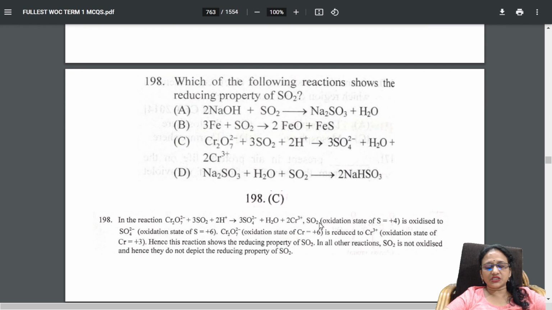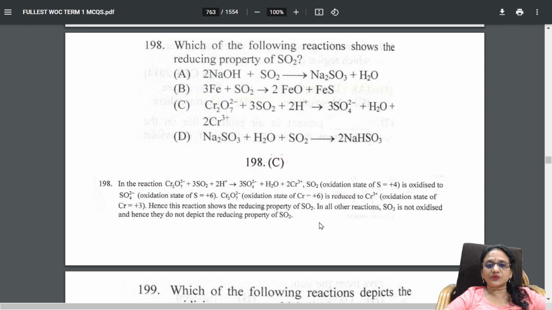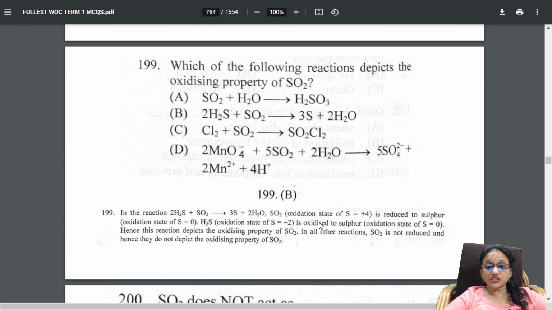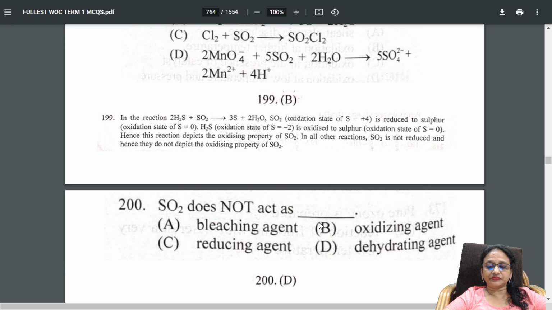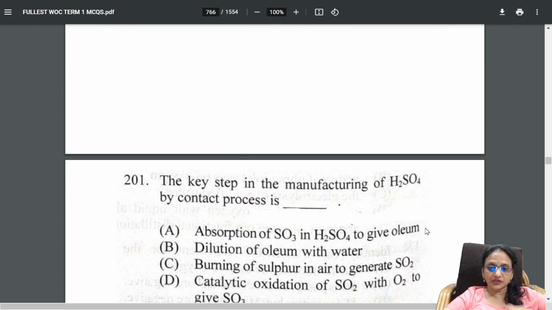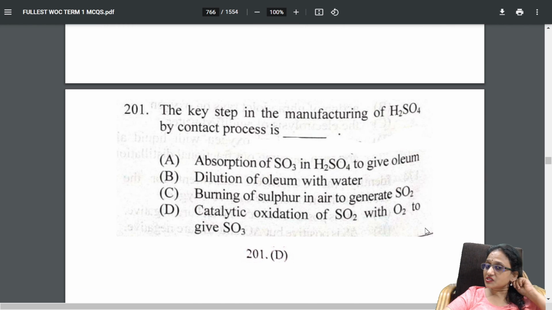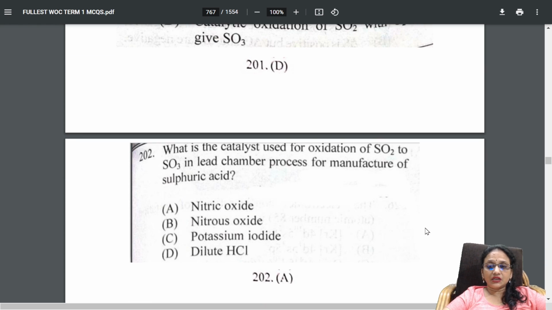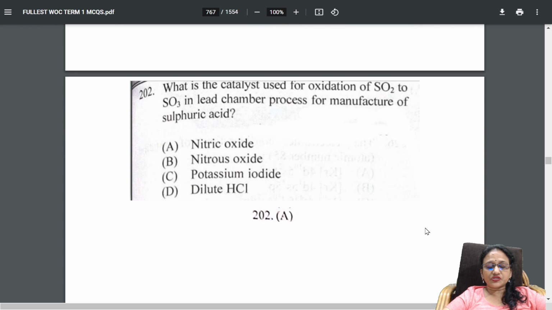So reducing properties. See, basically sulfur dioxide acts as oxidizing agent and reducing agent. So question based on reducing property. This is the question based on oxidizing property. It also acts as bleaching agent, but it will not act as dehydrating agent, correct? So that is what they asked the difference. So sulfuric acid, this is the contact process for state board students and ICSE. Sulfur dioxide, sulfur trioxide question.